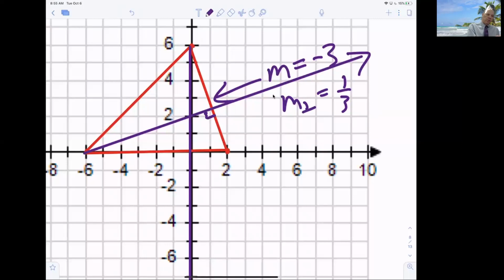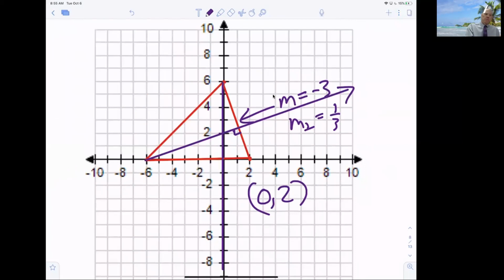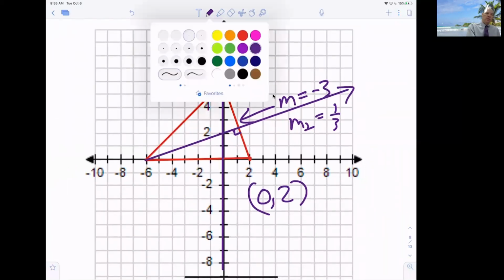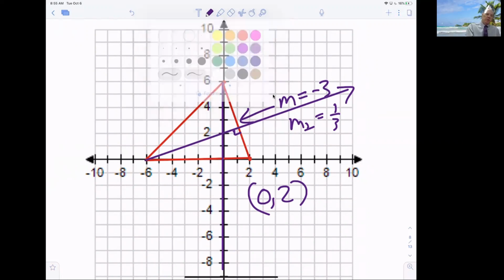So what's the orthocenter? Yeah, that's what I'm thinking. (0, 2). Everybody okay with that? Any issues? So you only have to do 2. Yeah, you only have to do 2. You can do 3 just to make sure you're correct, right?